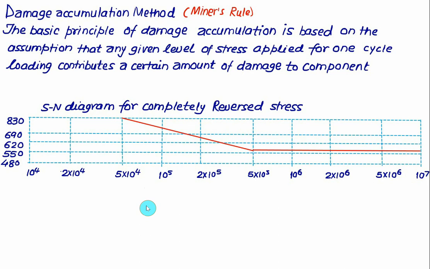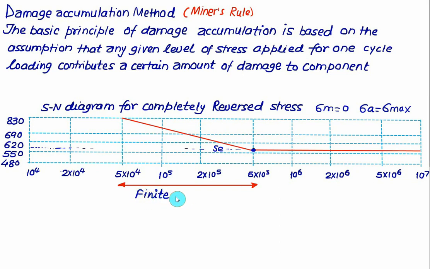For this, we'll consider an S-N diagram for completely reversed stress, in which the mean value of the stress is equal to 0 and the amplitude stress is equal to the maximum stress. For a given material, the knee point is formed at 5 into 10 to the power 5. The corresponding value is the SE value, which is very close to 600 megapascal. This value represents the endurance limit. So 5 into 10 to the power 5 corresponds to infinite life, and lower than 5 into 10 to the power 5 we have a finite life.